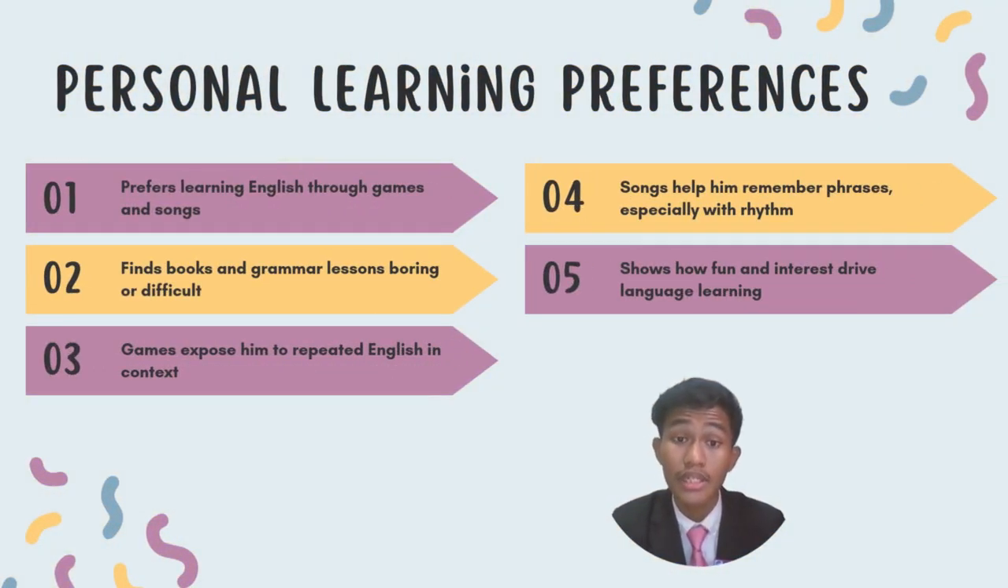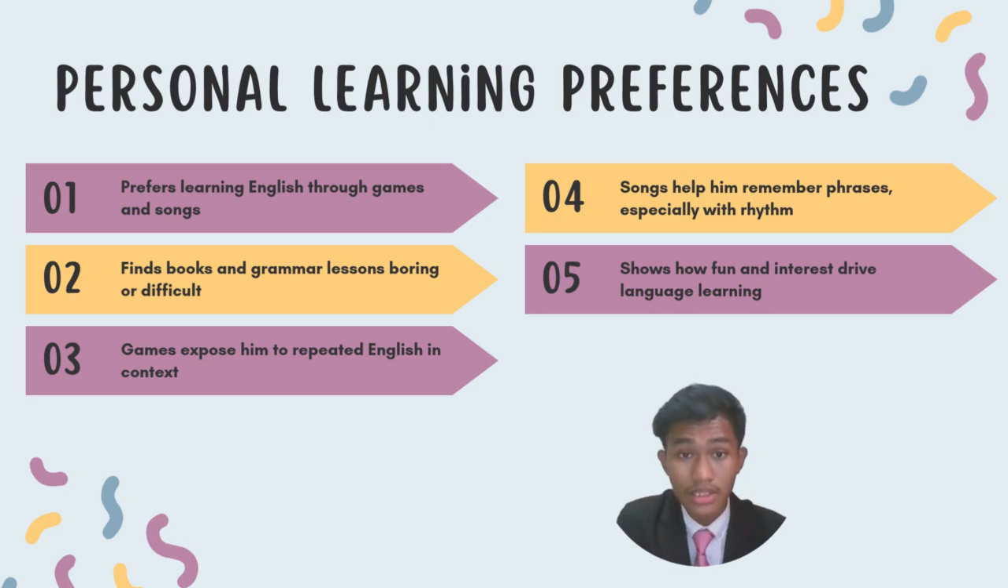So, personal learning preferences. When asked how he prefers to learn, the child said that he especially loved games and music. He said that games give him a chance to see English used in a real situation, for example, navigating menus, reading dialogues, and also understanding instructions.